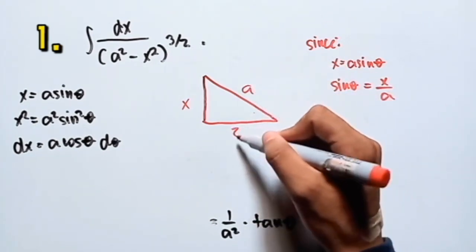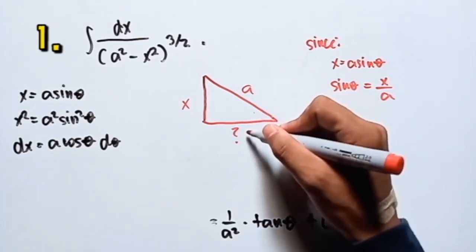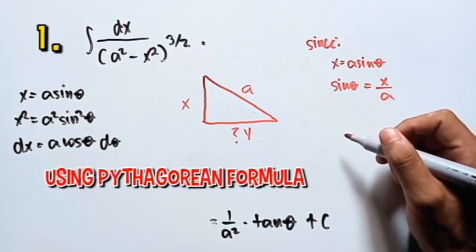So the missing side is the adjacent. Let's say this is v. Now let's get the value of v using the Pythagorean formula.